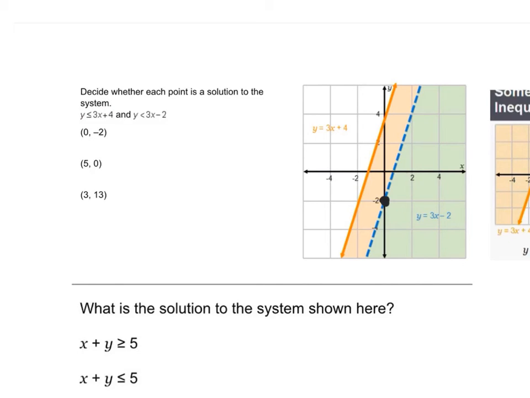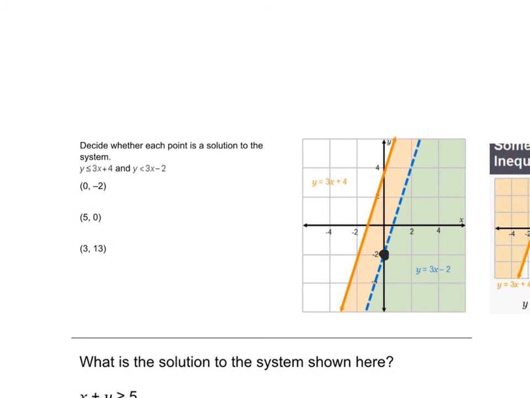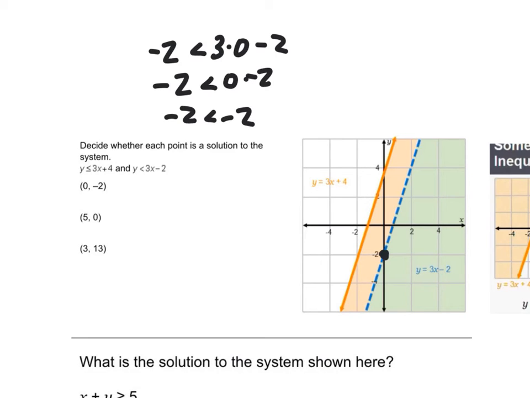But the problem is that 0, negative 2 is actually on this dotted line, and we want that value somewhere in here that's below this line. Because it's on the line, it doesn't actually work. Let me show you algebraically why that happens. If I plug in negative 2 for y in y is less than 3 times 0, which is x, minus 2, we get negative 2 is less than 0 minus 2. So I get negative 2 is less than negative 2. That's a false statement. Negative 2 is not larger than itself. It's equal to itself. So that one doesn't work.